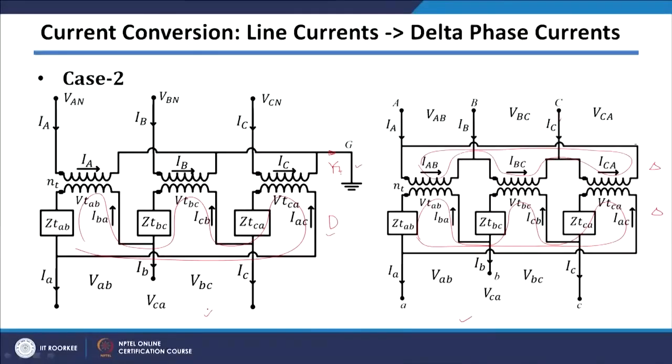So, in this case also there is a possibility that negative and zero sequence current will be present. So, for these kinds of transformers, we need to find these conversion matrices which convert line current to the delta phase current in a slightly different way. So, let us see how we can calculate them.